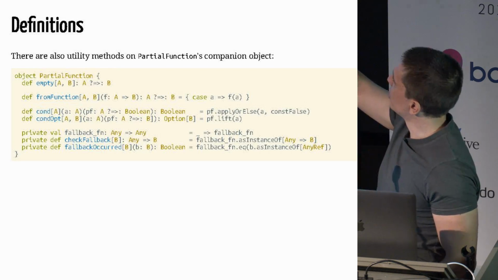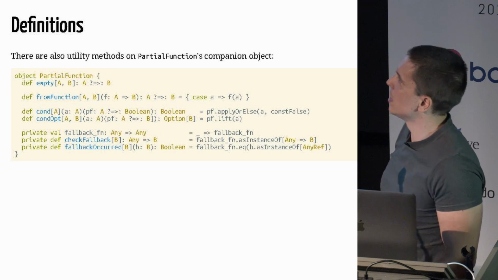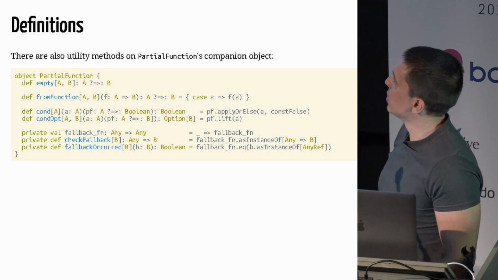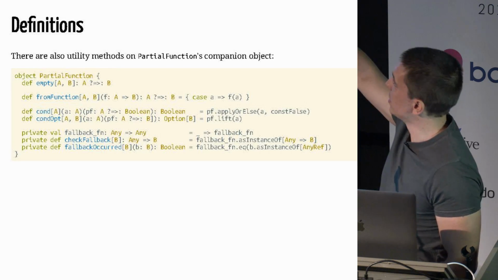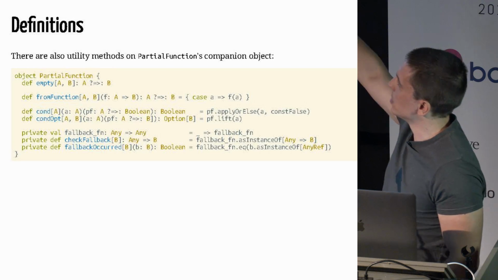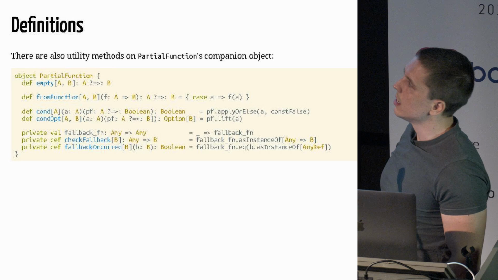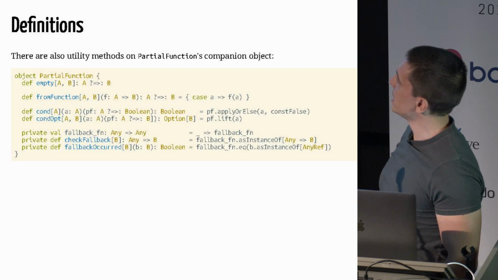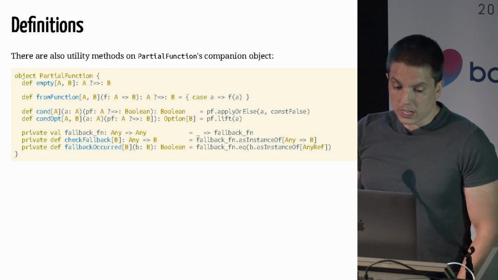cond and condOpt are kind of sometimes useful. I use them sometimes in sbt, but mostly not. Fallback is the whole machinery that applyOrElse uses that makes it cheap, and it's using the cheat codes like eq and ne, which is identity equality, and that's what makes it cheap. So those are the definitions.